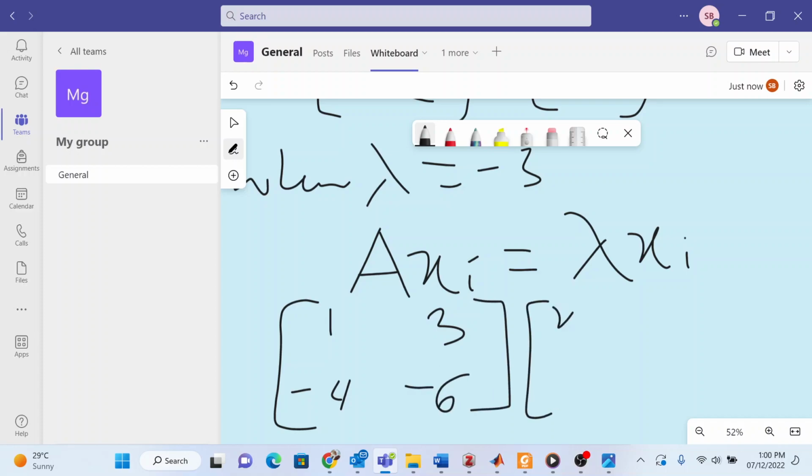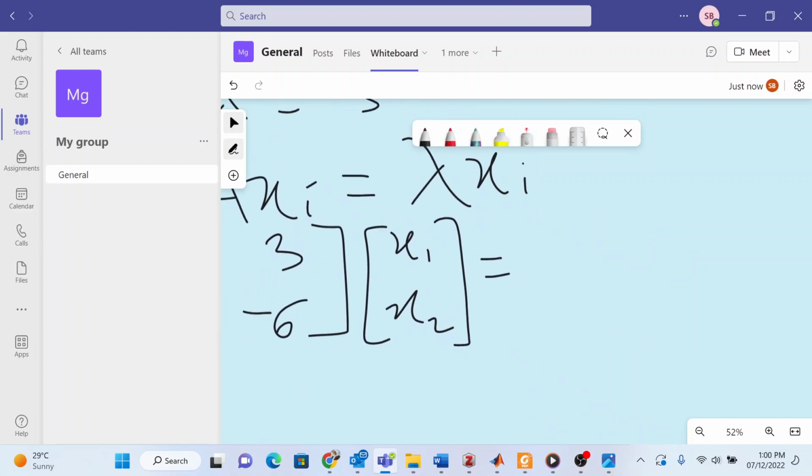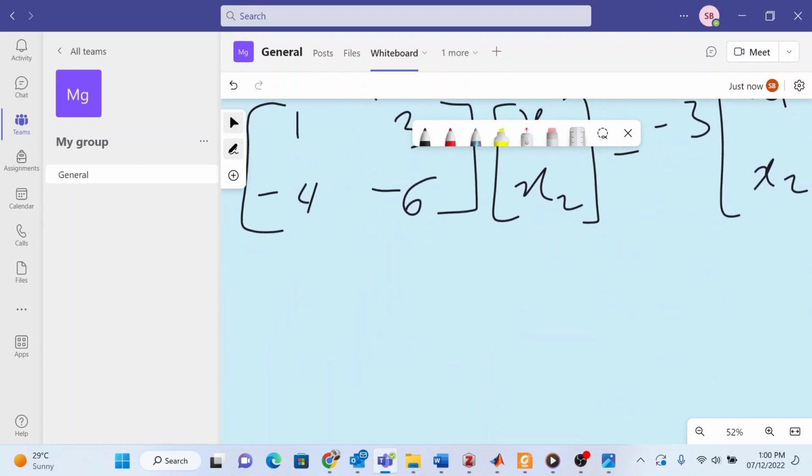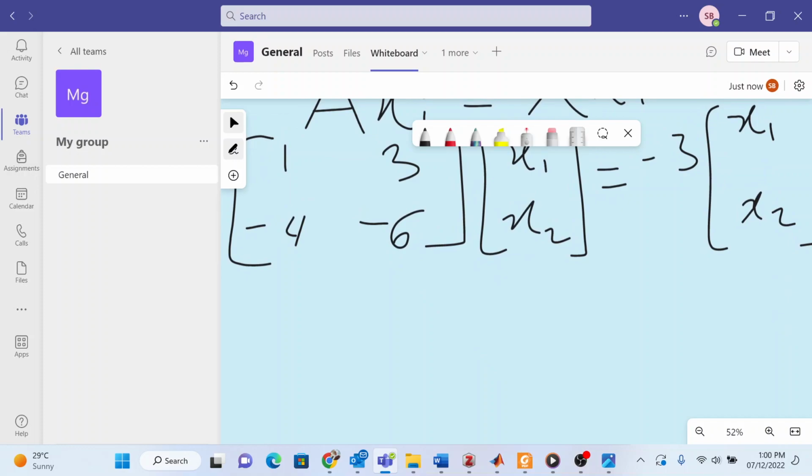Then our x is x1 and x2. So this is going to be lambda, that will be minus 3, lambda, that's x1, x2. So using the same procedure that we did earlier, we'll just do the same thing here. So we expand the brackets.